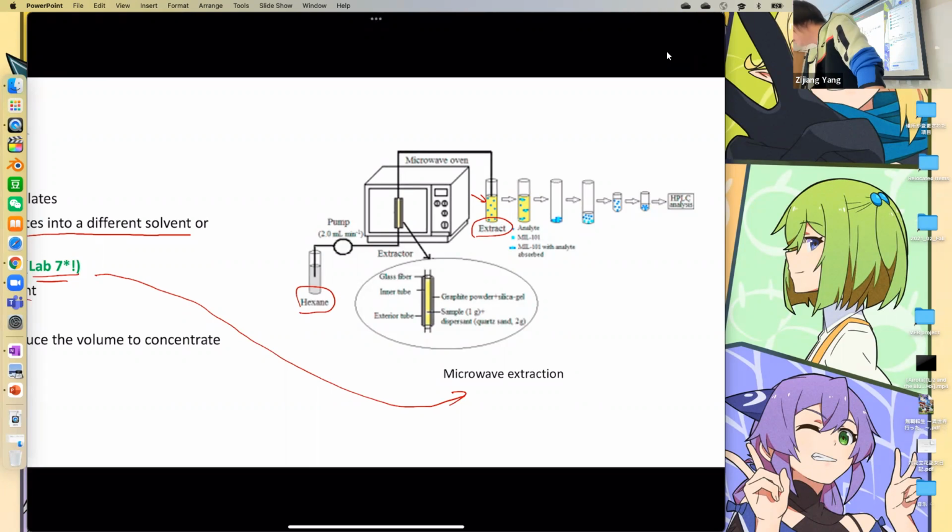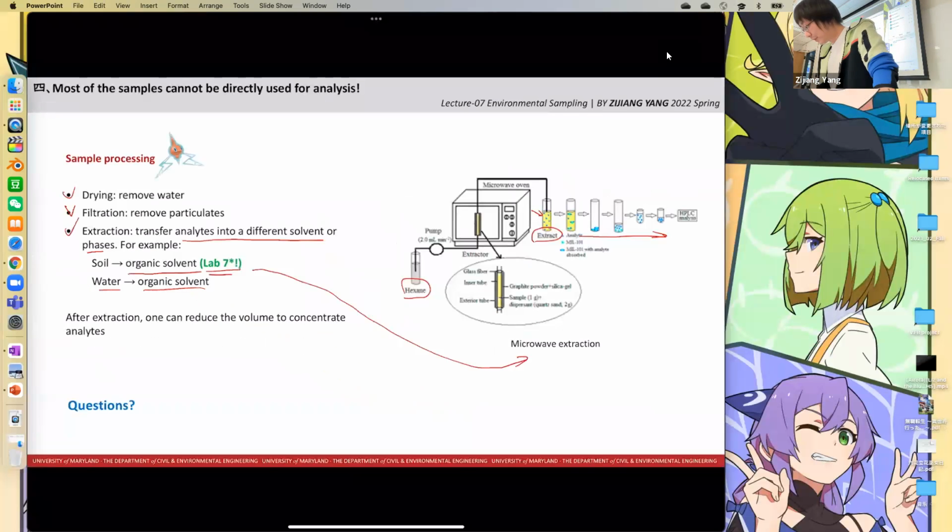After that, in most situations, we will concentrate our sample because the concentration of the pollutants in the environment is usually very low. If we concentrate them, they will be detectable. After extraction, one can reduce the volume to concentrate the analytes. For this one, do you guys have any questions? No?